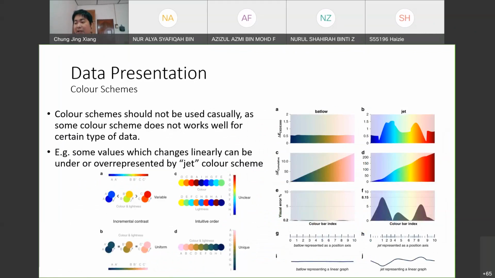But you can use something instead. When you have something that changes linearly, you use a color scheme where the color and lightness change linearly as well, uniformly. Like darker getting lighter or lighter getting darker. Then the data will be well represented because it also changes linearly like your data.